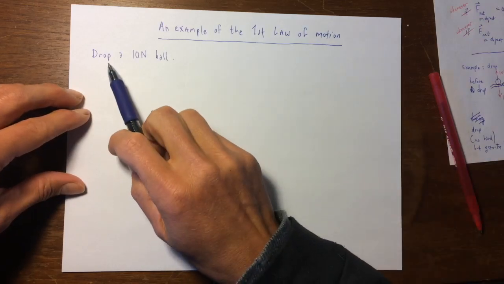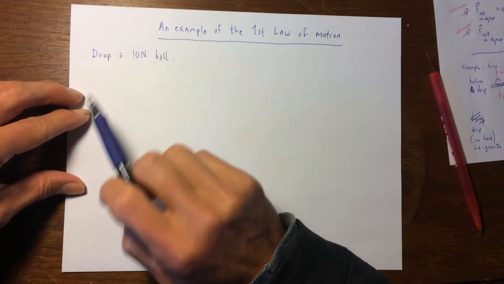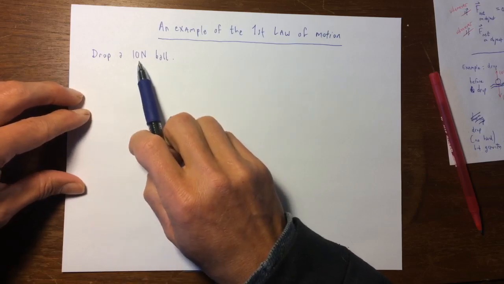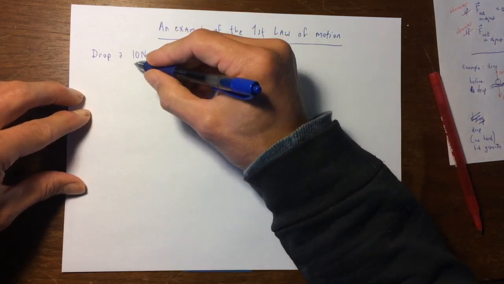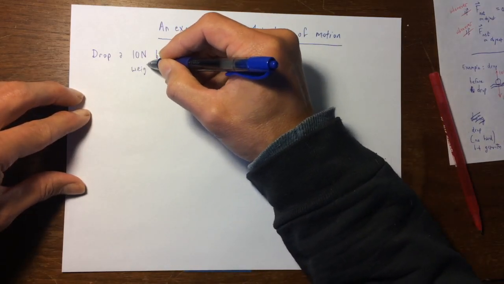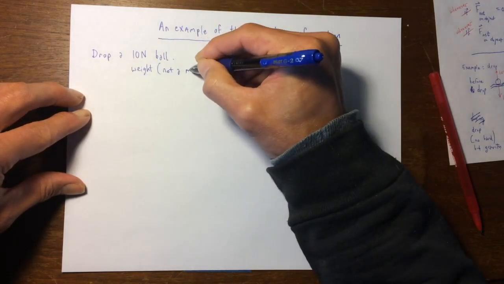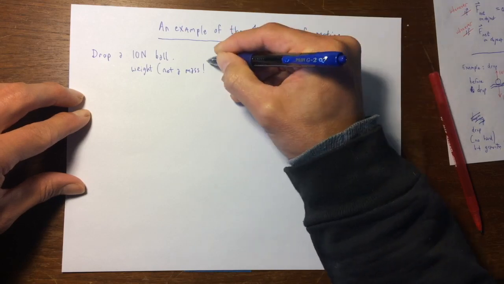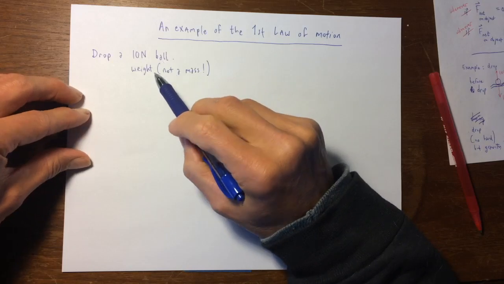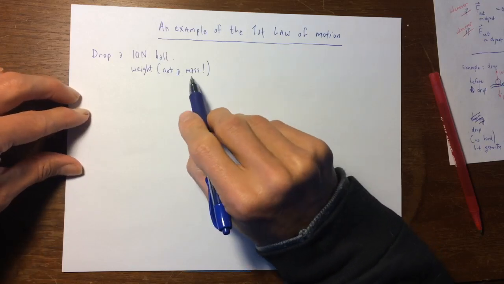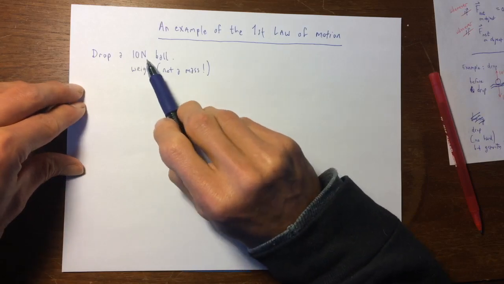So I'm going to drop a ball, and I'm going to put in that the ball has a weight of 10 newtons. Very carefully, this value right here is a weight value. It is not a mass. Mass is values in kilograms, and it's true that this ball, regardless of what it's made out of, is going to have some sort of mass. But that's not what I've described here.